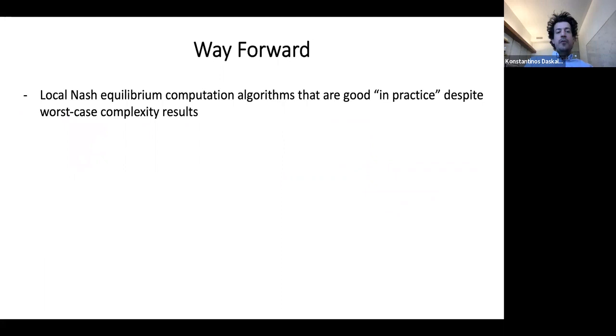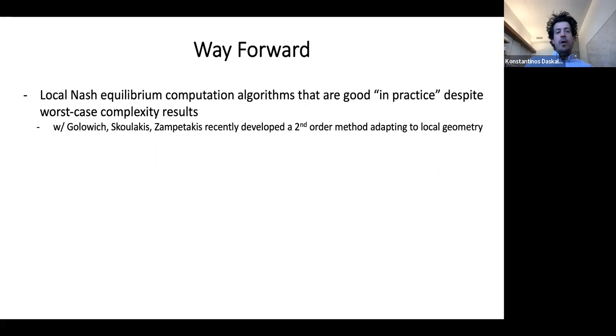Here are some directions that I am personally thinking about these days. On the local Nash front, what I showed you is a complexity result. It's a worst case result. I told you that there are hard instances that can fool an algorithm to make exponentially many queries. But it's possible that you can come up with a nice algorithm that exploits the local geometry of your function, where it's at, and in nice instances, converges practically fast. So this is one of the directions that we're considering.